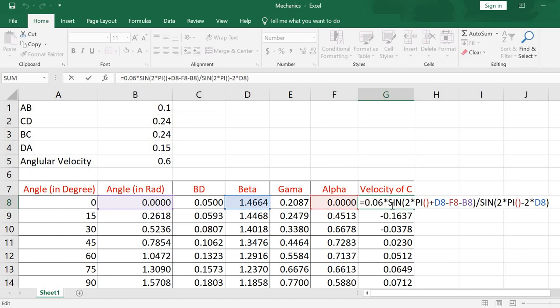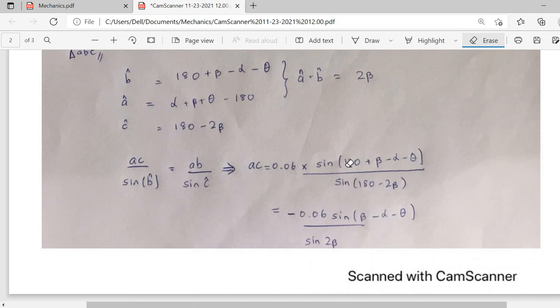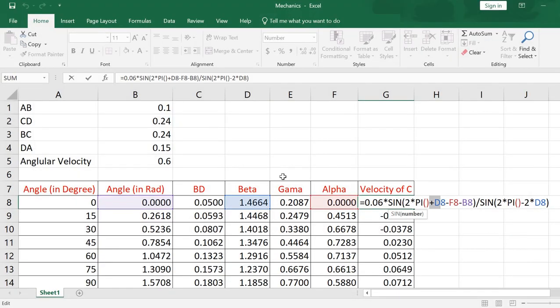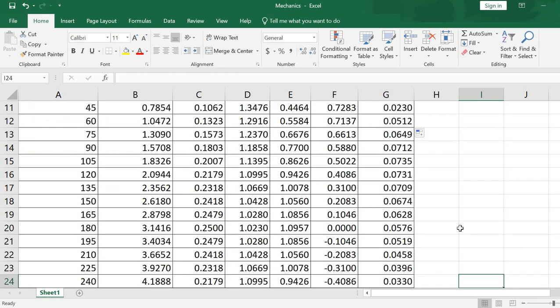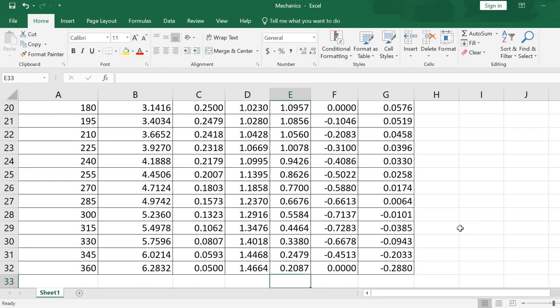So here 0.06 into sine, this would be 2 pi. As I'm using this equation, I'm going to use this one. It's better to use this also. So it's not a big deal. If I use this one, this is going to be 2 pi plus beta. I have already found the value of beta, and the alpha minus the theta. After that, we are going to divide it by 2 into pi minus 2 into beta. After that, you can directly drag these options. From that, you will get the velocity for all points over here. So now we have found the values.